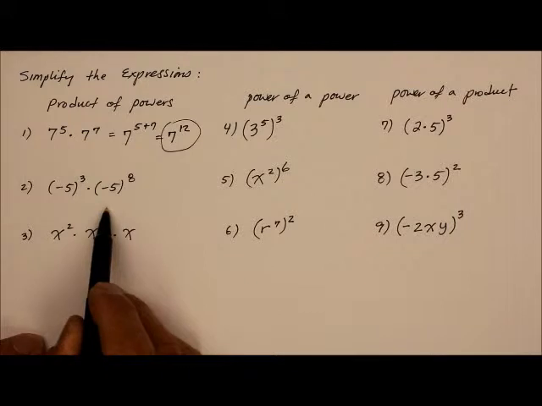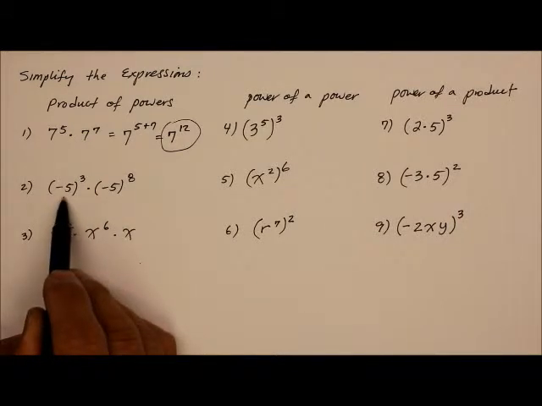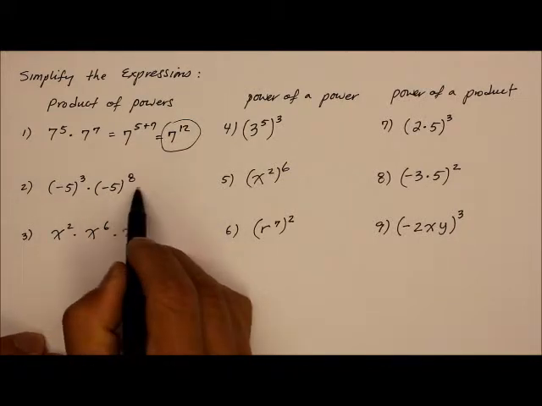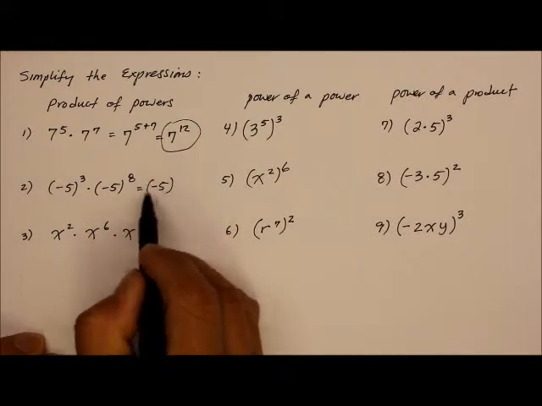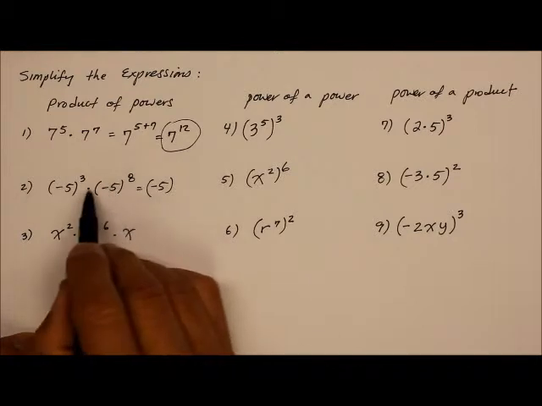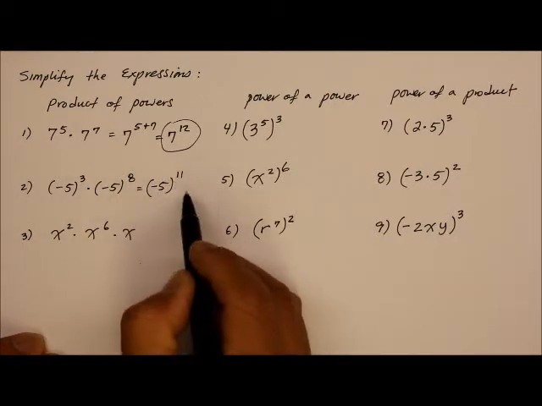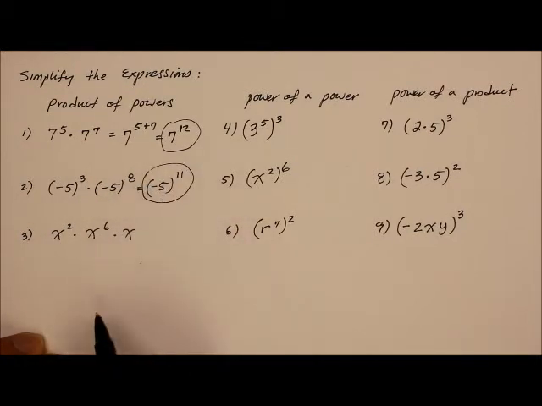And how about this one? Well, it's a negative base, but as long as they're the same, the rule is you're supposed to add the exponents. So let's go a little faster. 3 plus 8 is 11. And that's a good answer right there too.